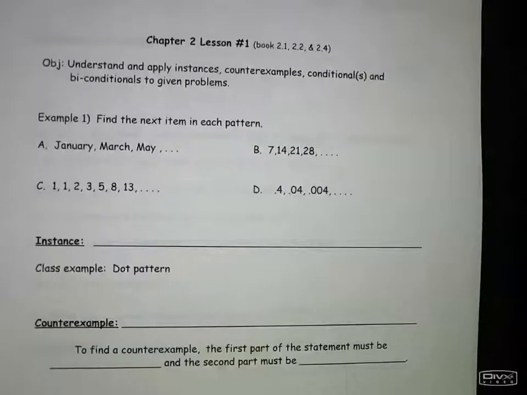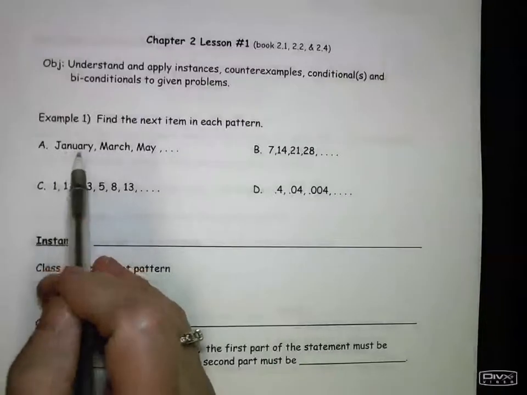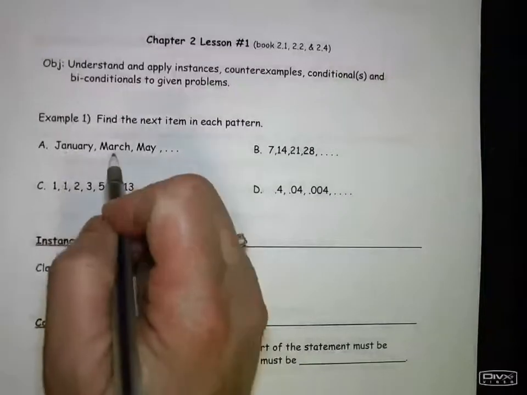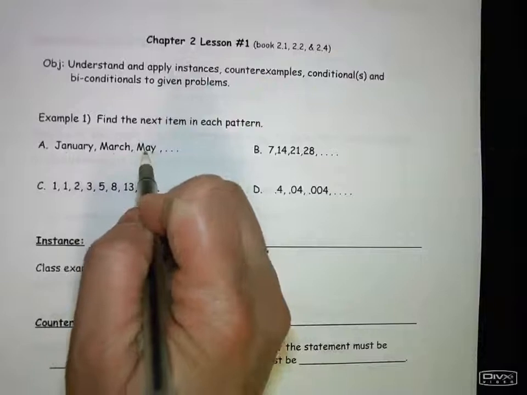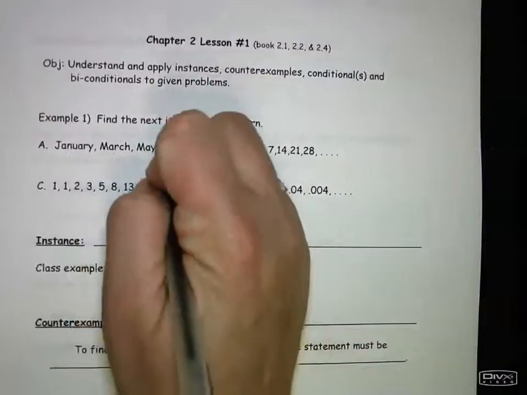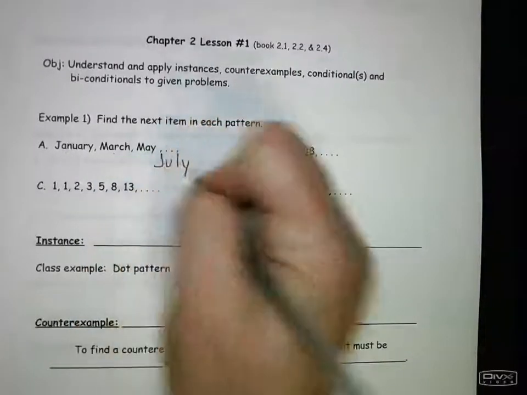The first one is January, March, May, and you will see that we're skipping a month. January, skip February. March, skip April. May, so we'll skip June. And our next item will be July.